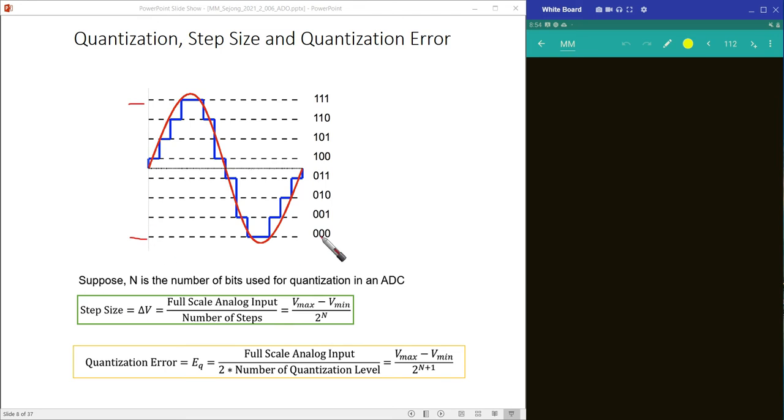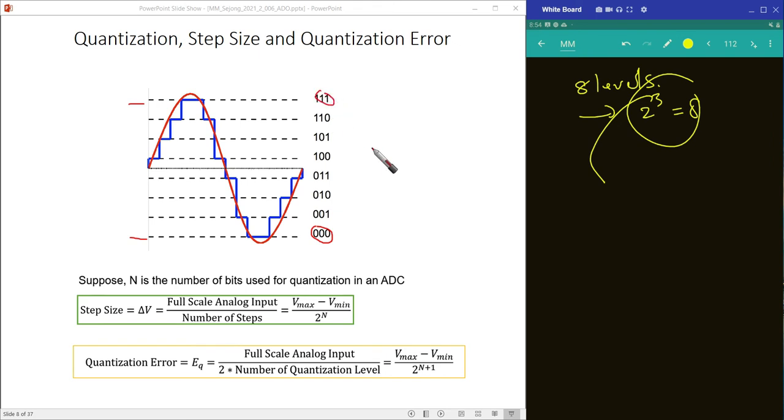Let's say this is the first level, it is 000, because there are 8 levels. 8 levels means we have 2 to the power 3 equal 8, so that means we need 3 bits to represent each sample or each level. Okay, so 000, and this one is level 111.